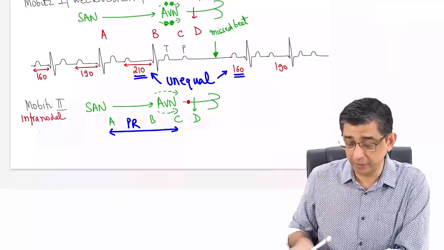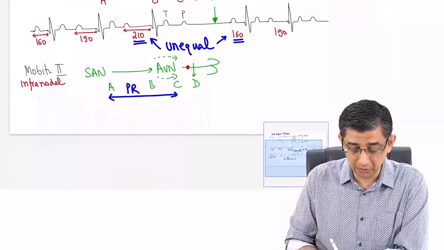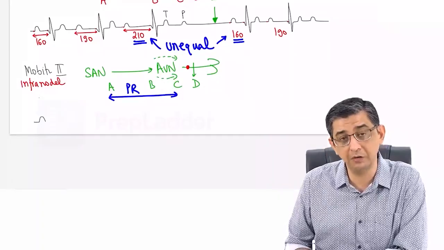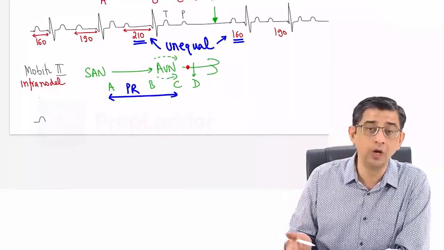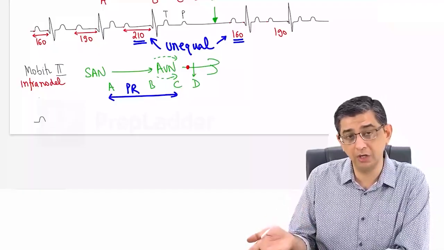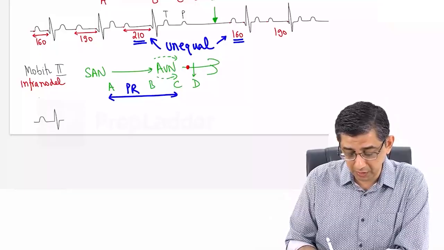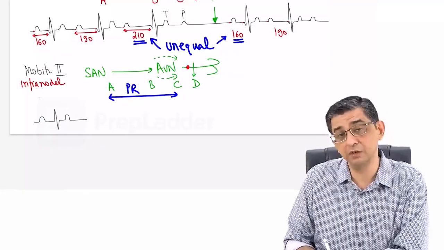There's going to be a sudden dropped beat, yes, but the PR interval is not changing because the damage is not in the area which represents the PR interval in the ECG. The damage is below the area, beyond the PR interval representation. So you are going to get an ECG which will have 160, 160, 160, 160, and then a dropped beat.